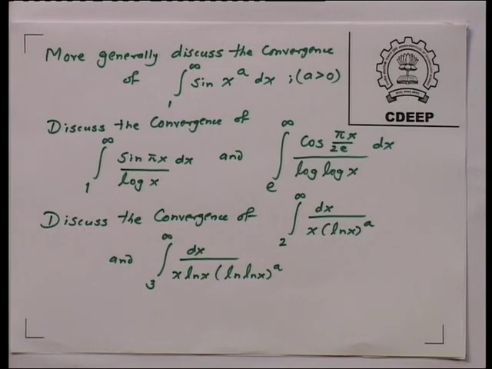Okay. Log x is t, so dx upon x is dt. How does that help? Anyway, think about these things. I mean, all of it is not entirely trivial, some of it is tricky. Discuss the convergence of 2 to infinity integral dx upon x into log x to the power a and integral 3 to infinity dx upon x log x log log x to the power a. Try these things, some of them are quite delicate. Last two are easy. Exactly. Like the first one, yeah. That sin pi x upon log x is delicate.